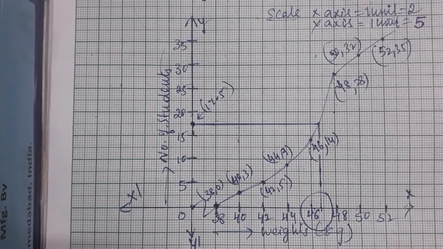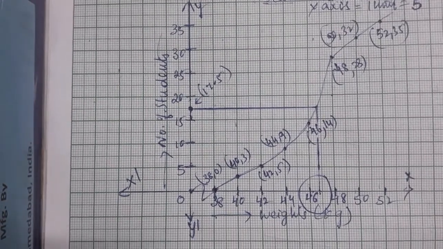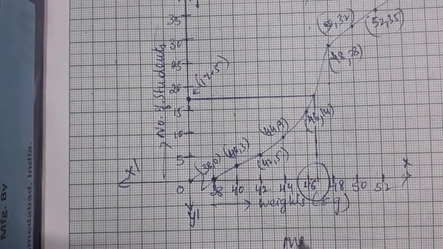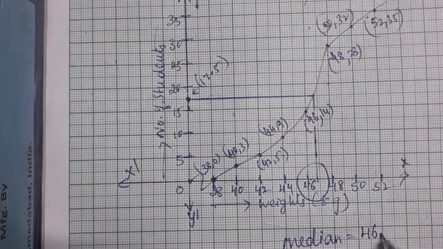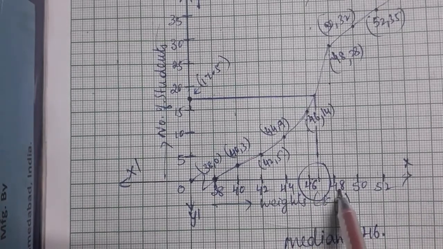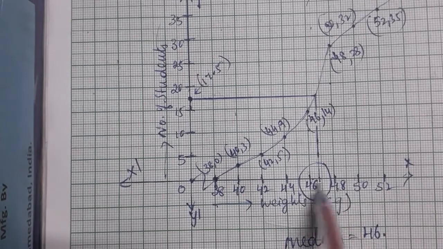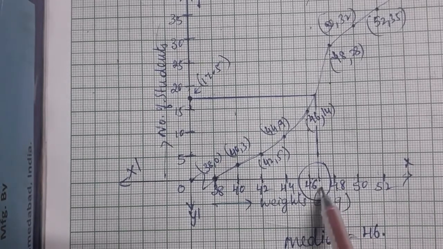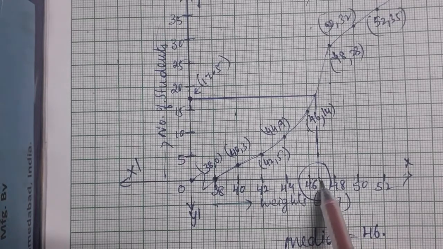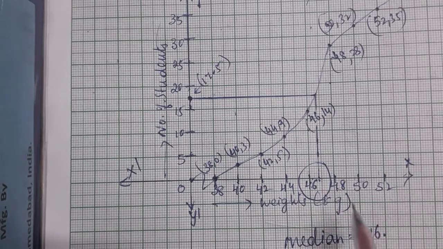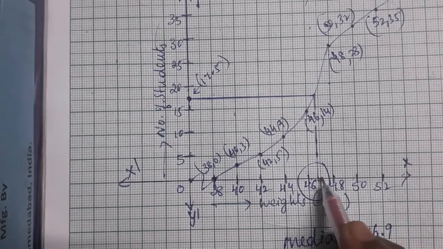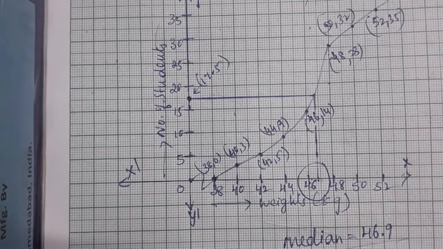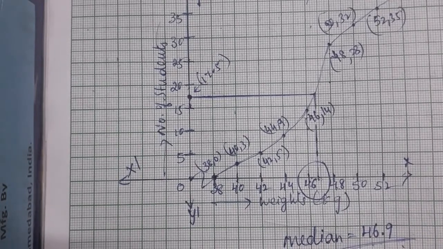So what is the median? Median is equal to 46 point. We'll check here. 46 to 48, only 2 numbers, so entire 10 should be divided by 2. So if this is 46, you see 5 is here, 1 box behind 5. So it will become 46.9. It is not 47 because 1 box behind. Median is 46.9.